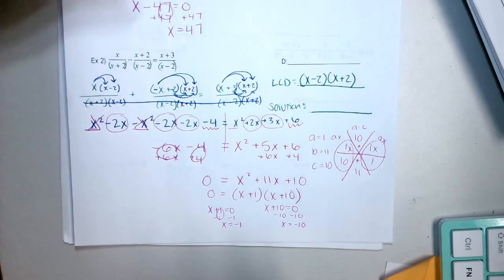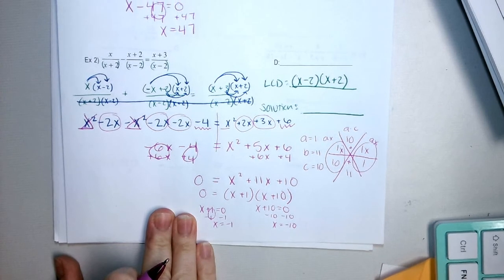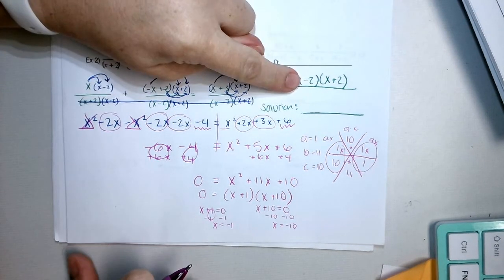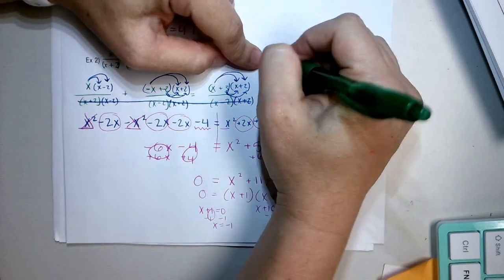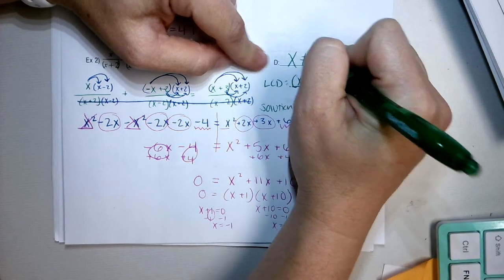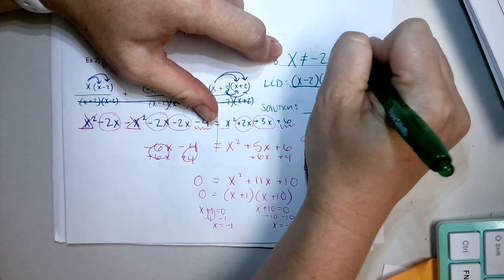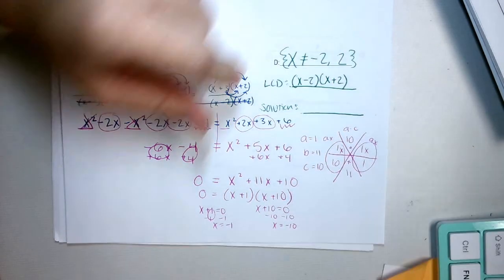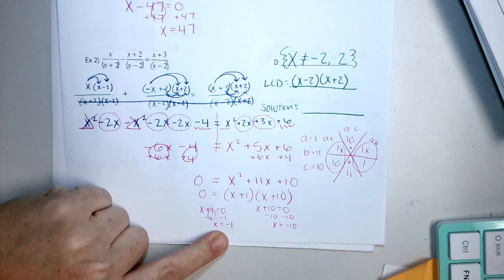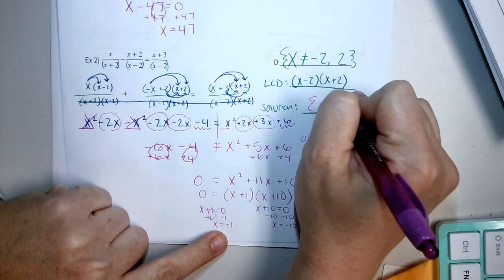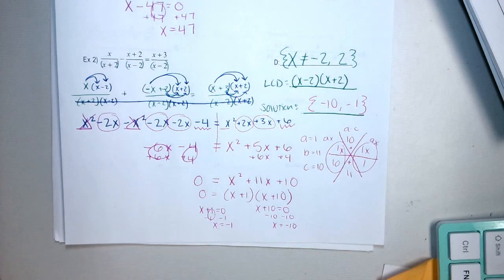Now, before I figure out my solution, I need to know my domain. What can x not equal? What would cancel a negative 2? And what would cancel a positive 2? So we know that x cannot be negative 2 or positive 2. But I have negative 1 and negative 10. Are those okay? Yes, so I can have both of those. Remember, proper is to write them least to greatest. If you don't, I'm not going to mark off, but that's proper.